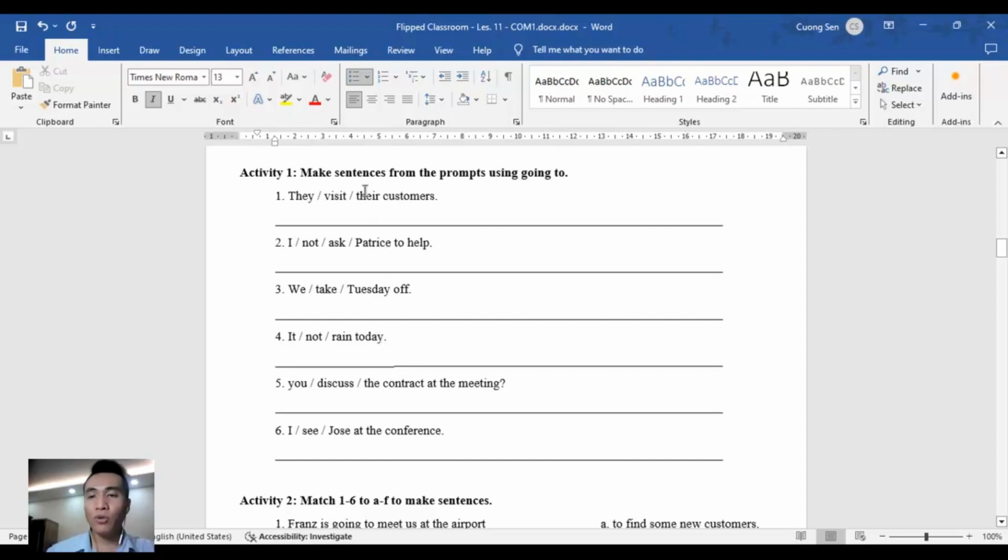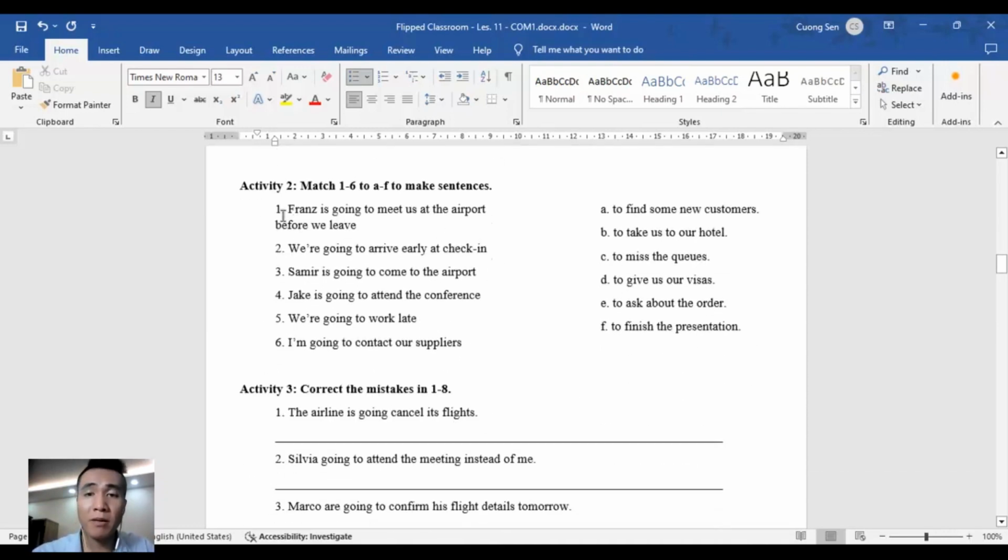Okay, I'll do the first one with you to make it easier. Remember the form. This is the positive form, right? So we have subject, "going to", and then the verb. So: they are going to visit their customer. Done. Alright, that's the first sentence. Can you please do number 2 and number 6? And when you're done with activity number 1, please move on to activity number 2.